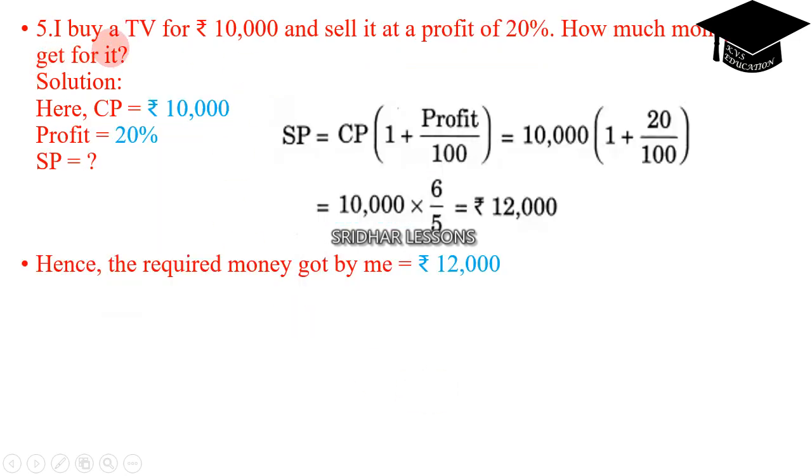Next question. I buy a TV for 10,000 rupees and sell it at a profit of 20%. He was not given the value in numerical. He was given the value in percentage. How much money do I get for it? Here the cost price is 10,000 rupees and the profit is 20%. So we have to calculate the value of selling price.